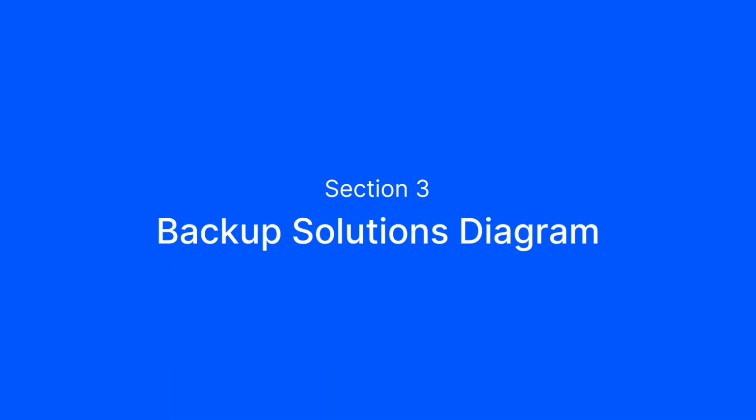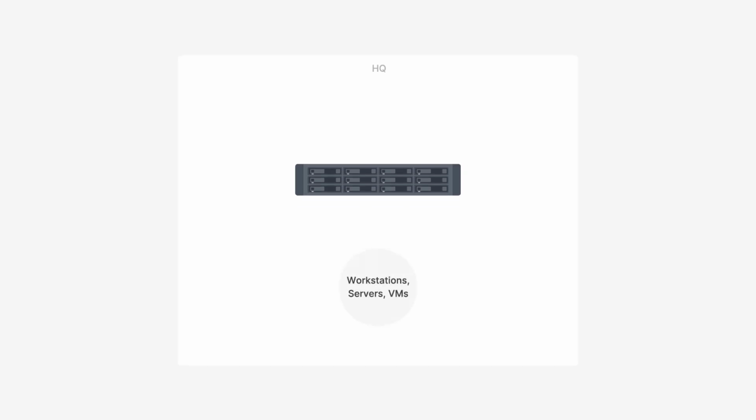Moving on into section 3, we're going to tie this all together and diagram all these different backup solutions out so you can see how you can weave them together to meet your organization's needs. So in diagramming out all of our different backup solutions, we're going to start off with a scenario such as this. We have an HQ NAS device that's going to be the main controller for a lot of different branch offices. And there are, of course, workstations, servers, and VMs at HQ that interact with that central Synology NAS.